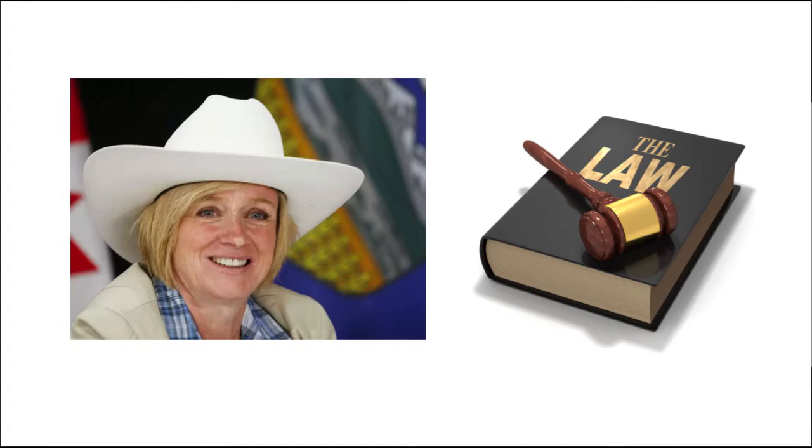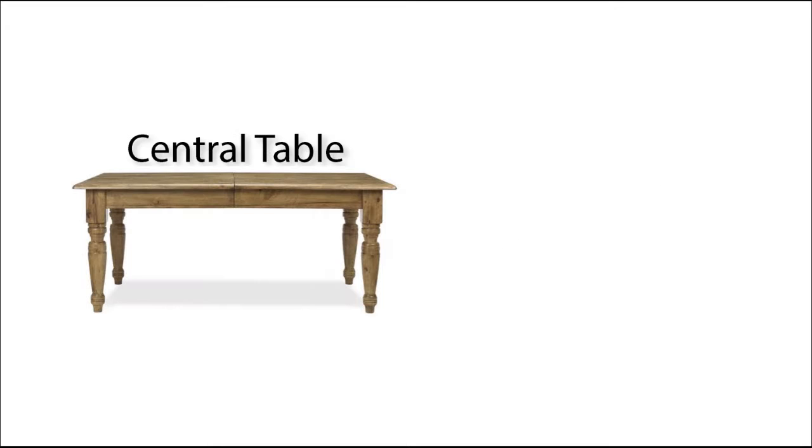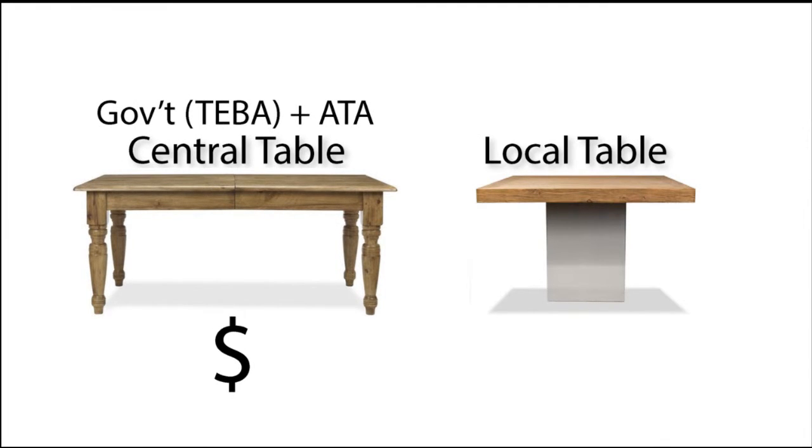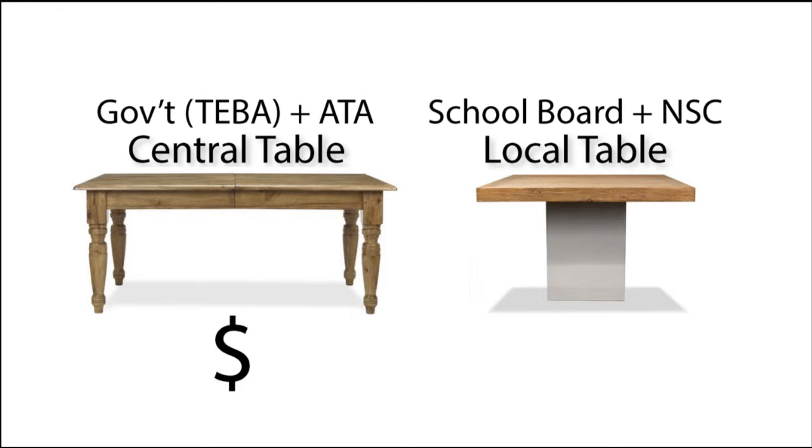In 2016, the Alberta government passed legislation stating that bargaining would take place at two distinct tables. A central table, where the ATA representatives and a group called TEBA, or the Teachers Employer Bargaining Authority, made up of school board trustees and government authorities, will decide on some issues like salary and term, and a local table where your friendly neighborhood NSC will work together with your school board to strike a deal on local levels.